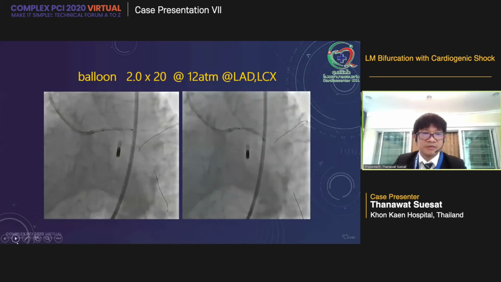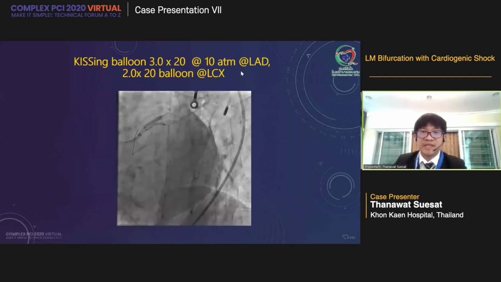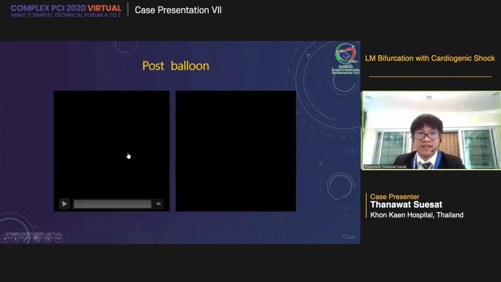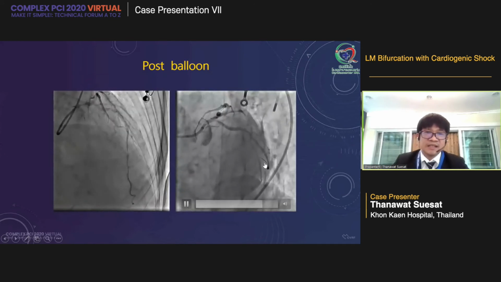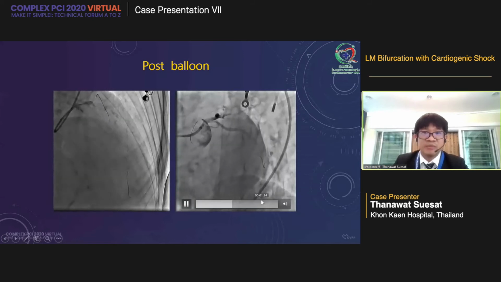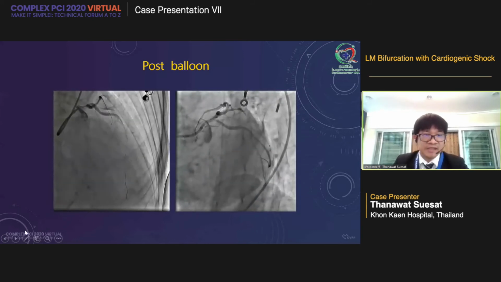So I decided to use kissing balloon predilatation, with the Trio from the LAD and 2 balloons to the circumflex. This is the angiogram result after predilatation. Okay, this shows improved flow to the LAD and circumflex.